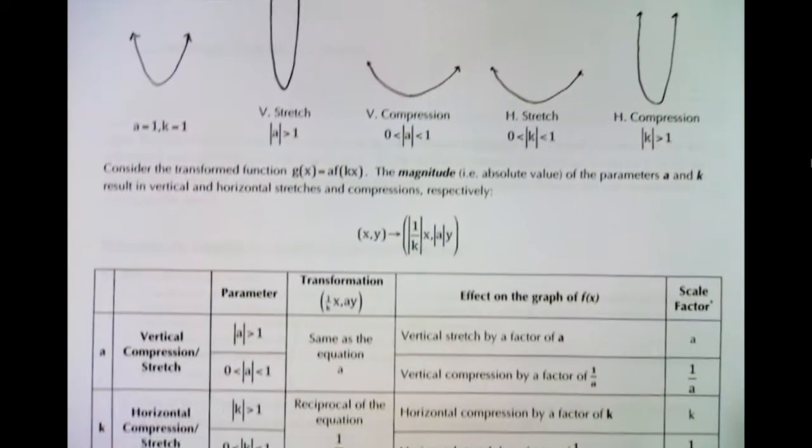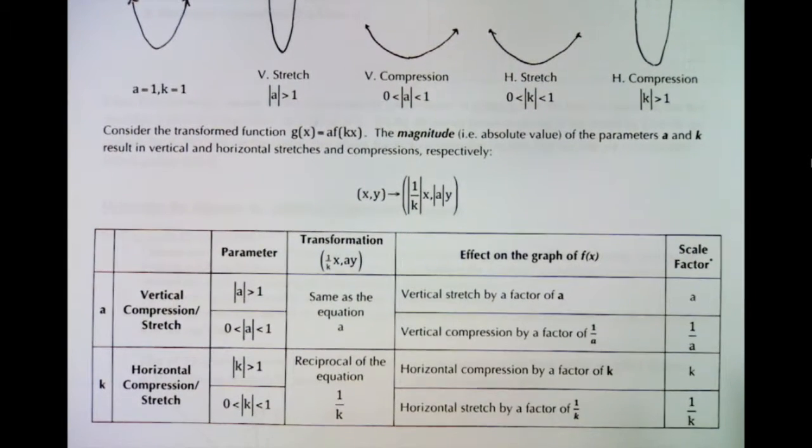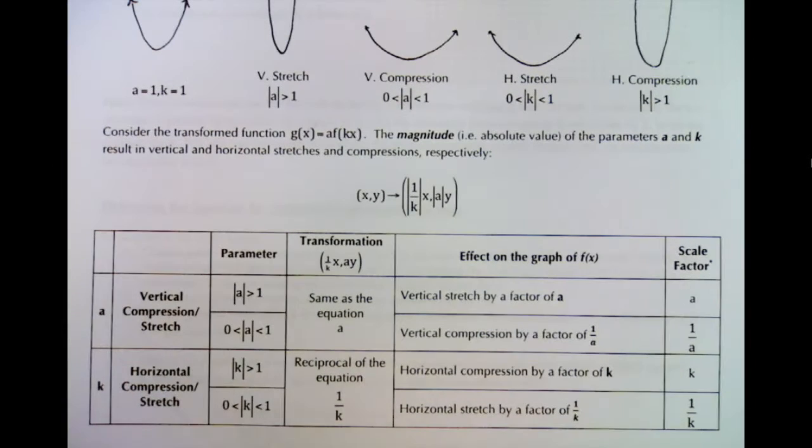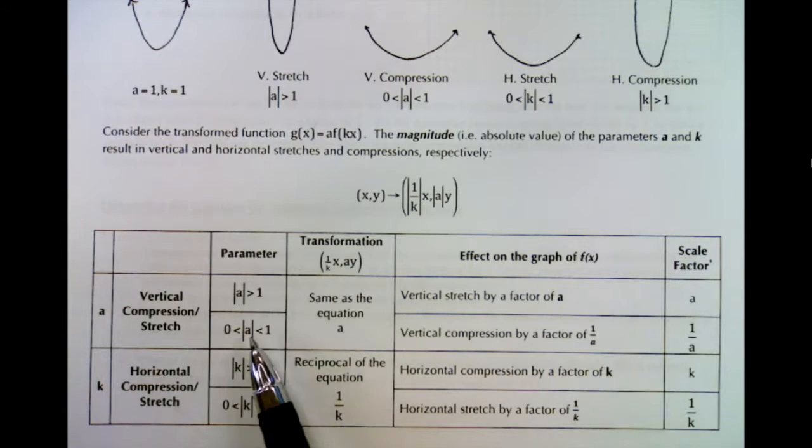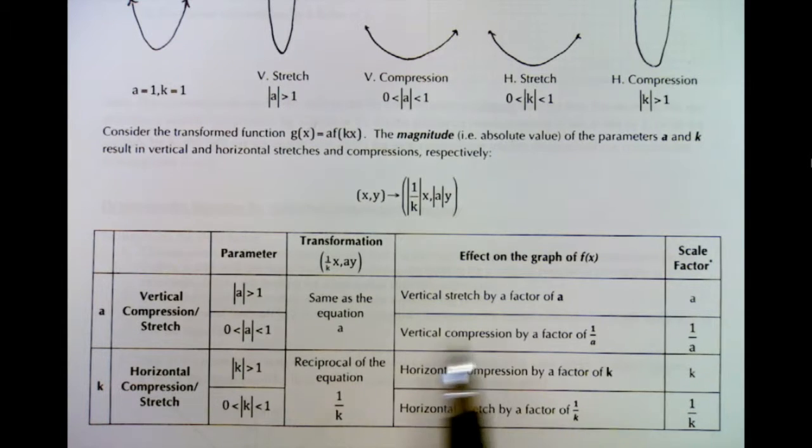Here's a chart to summarize the effect. So again, if you had an A value, A is in front of the function, so like 2x squared, it would be a stretch by a factor of whatever that A value is, so 2 in that case. If we had a number between 0 and 1, so like 1/2 x squared, that'd be a vertical compression by a factor of 1 over A. If A was a half in this example, 1 over a half is 2. So a vertical compression by a factor of 2.